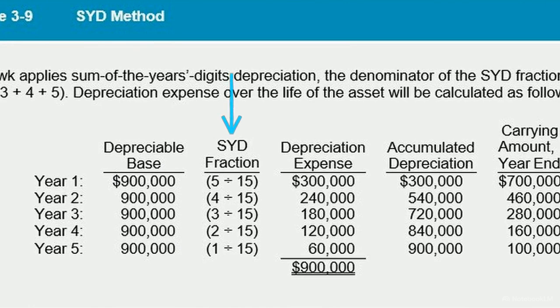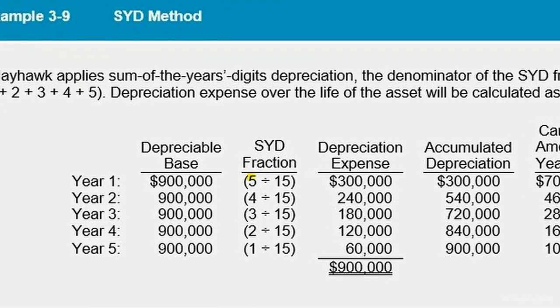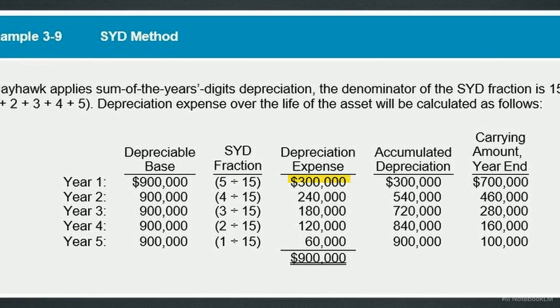The denominator is 15, which is the literal sum of the digits of the asset's 5-year life, 1 plus 2 plus 3 plus 4 plus 5. The numerator is then counted backward. We multiply the fixed base by 5/15 in year 1, 4/15 in year 2, forcing the acceleration. This yields a year 1 expense of $300,000. It is a highly front-loaded charge, though slightly less severe than the $400,000 drop we saw under double declining balance.